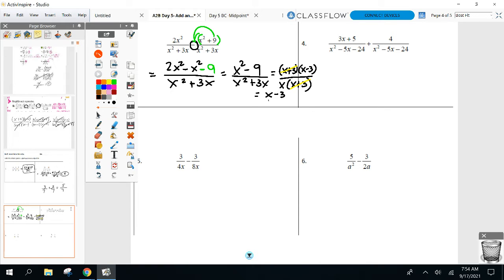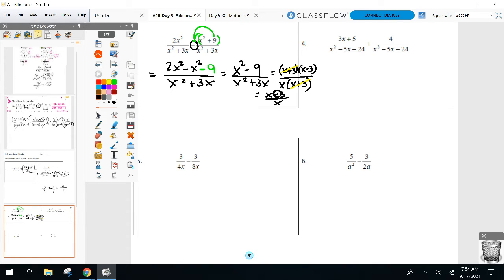x minus 3 over x. Can I cross off the x's? Anybody cross off the x's? Yes. These x's right here, cross them off. What's on top?